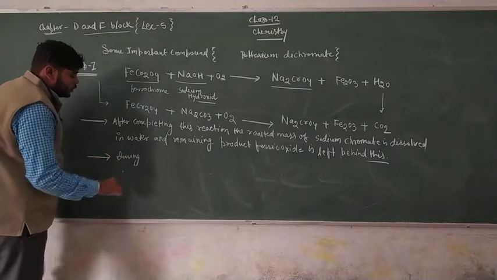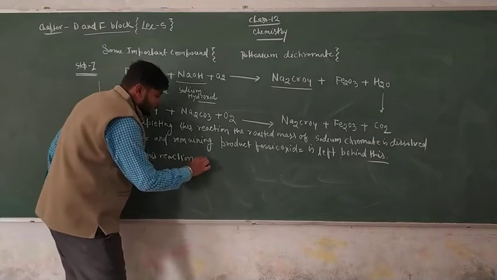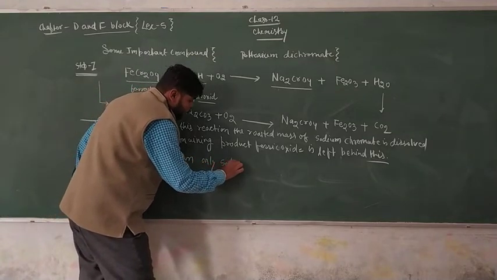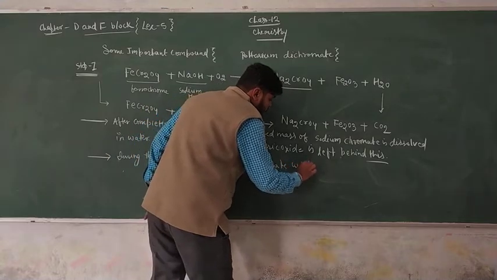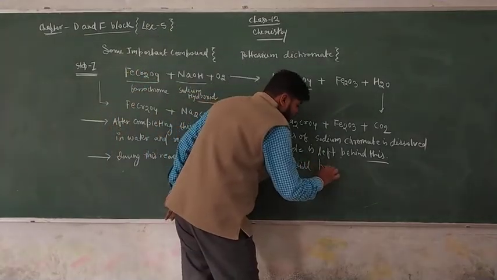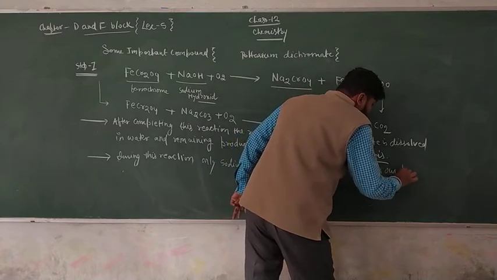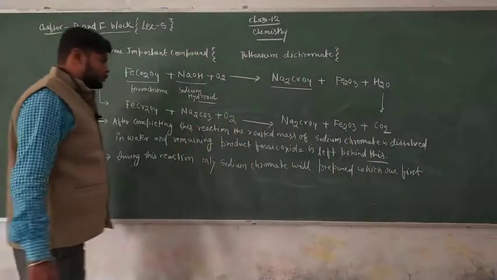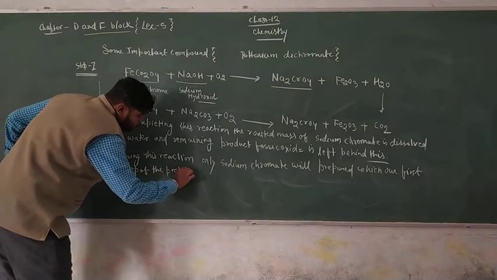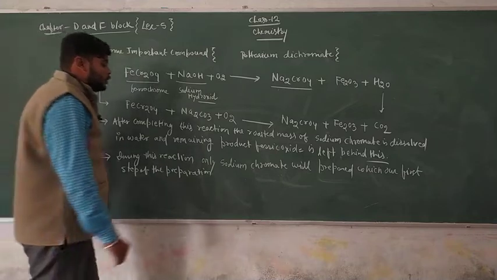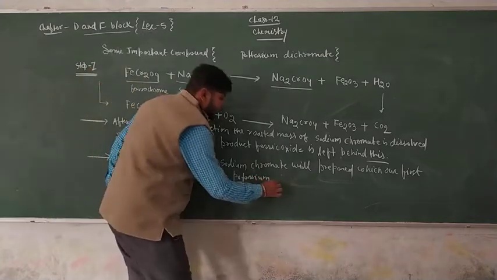We also put another point for this. During this reaction, only sodium chromate is prepared, which is our first step of the preparation of potassium dichromate.